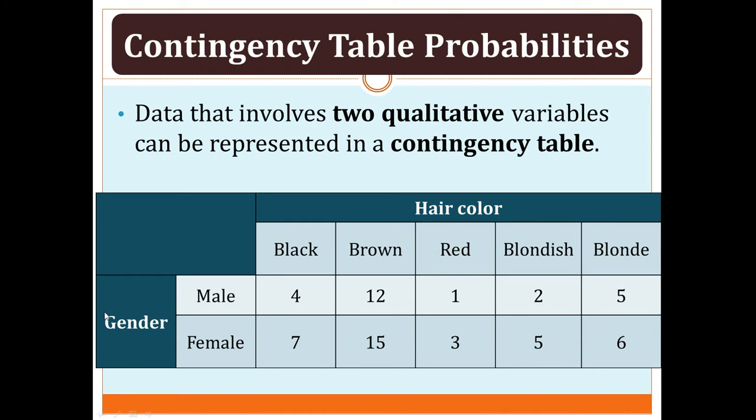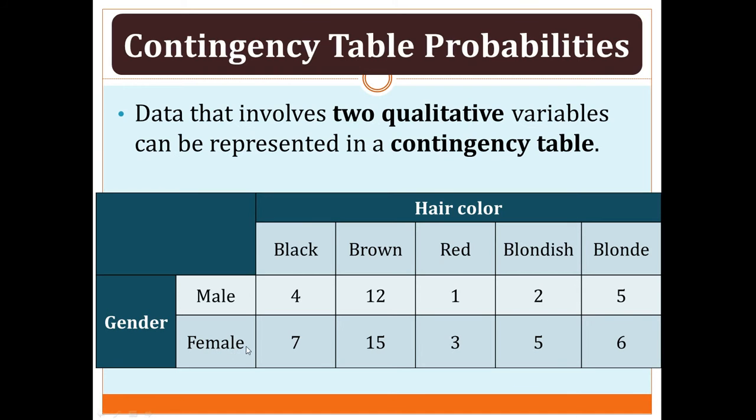First, I would list one of the qualitative variables as the rows, and then the other qualitative variable as the columns. So the different categories for the qualitative variable gender are my rows, male or female, and then the different categories for the qualitative variable hair color are my columns: black, brown, red, blondish, blonde. And then however many times those combinations occurred in the data set, those are the numbers in the cells.